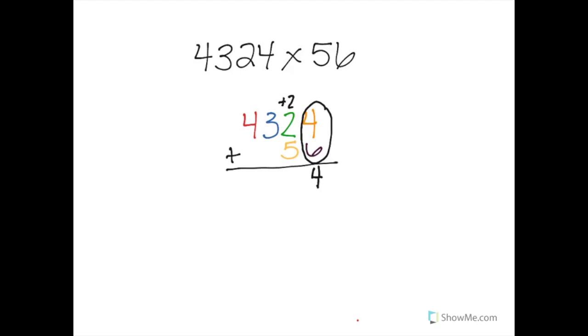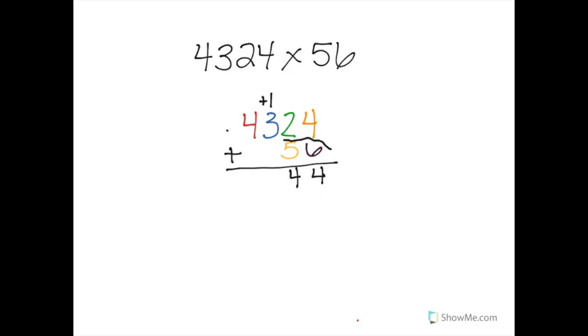So now we're going to do 2 times 6. So 2 times 6 is 12, and we're going to add those 2 tens, which is 14. So we're going to bring down the 4 and bring that 1 ten from the 14 to the next place value.